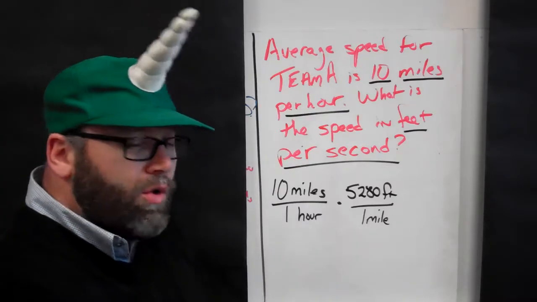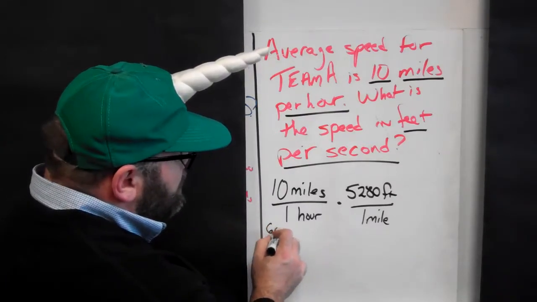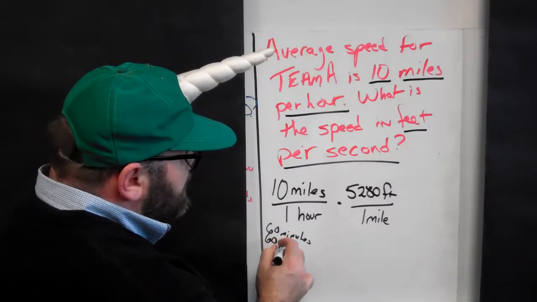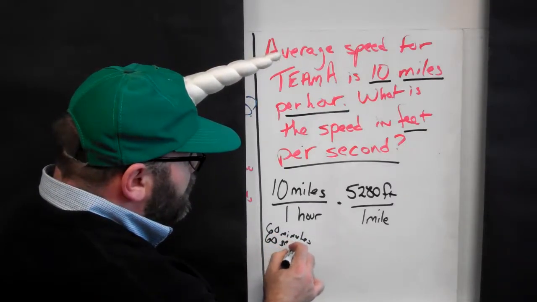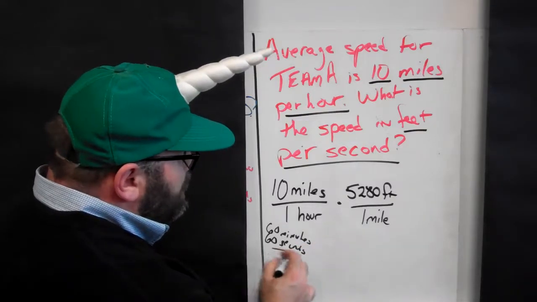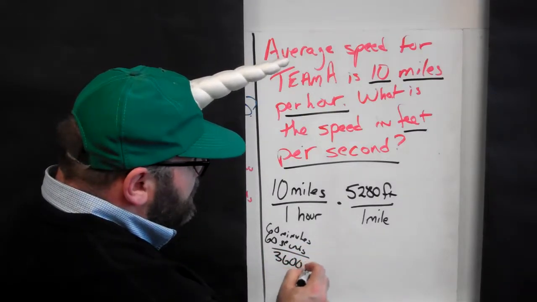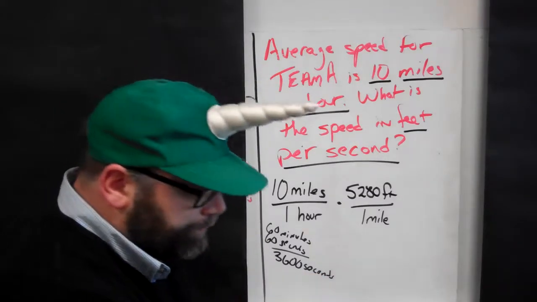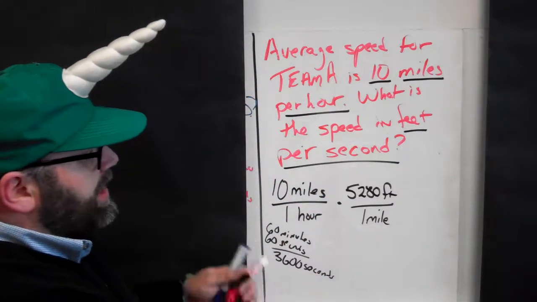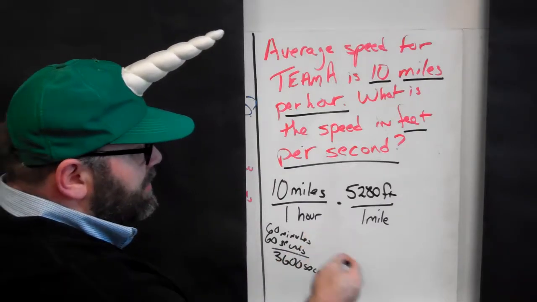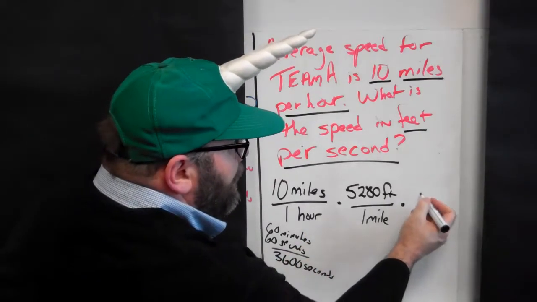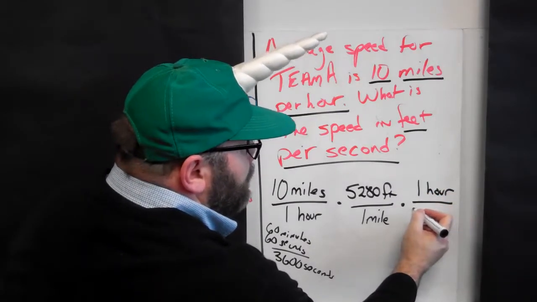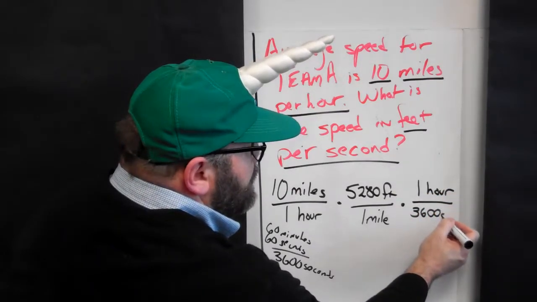Now we have to convert hours to seconds. So what I know is that there are 60 minutes in an hour, 60 seconds per minute, which gives me 3,600 seconds in an hour. So I need to convert this to seconds, which means I'm going to multiply it by 1 hour over 3,600 seconds.